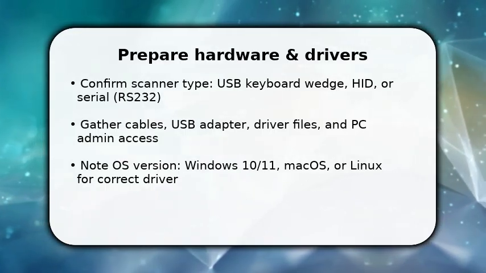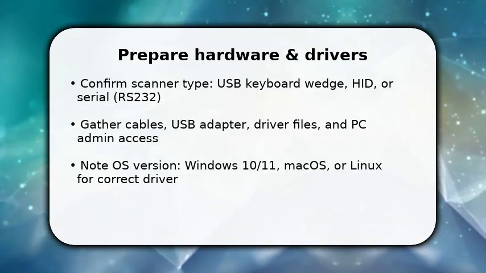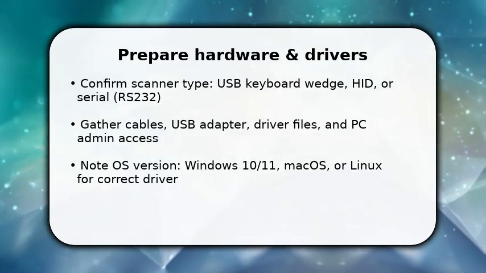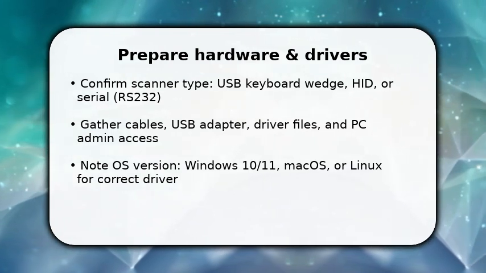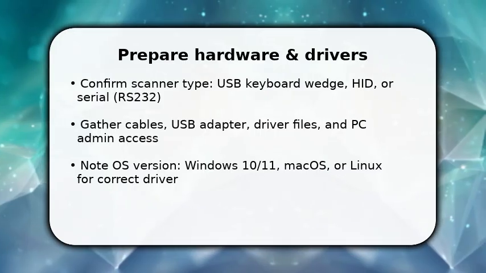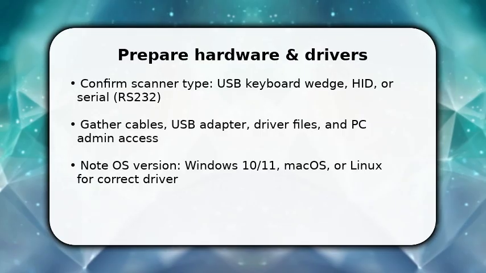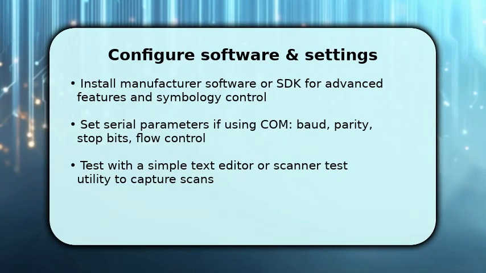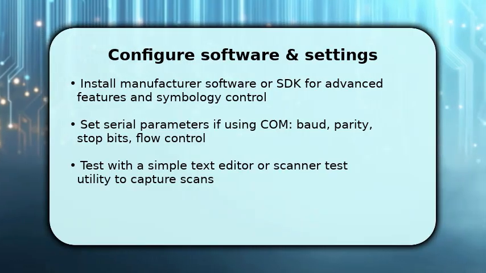This confirms physical link. Make sure to download the manufacturer driver if the OS lists an unknown device, because generic drivers may limit features like barcode symbology configuration. Once drivers are installed, open the vendor setup utility or SDK to configure symbology, prefix/suffix, and output mode. This controls how scans appear in applications.